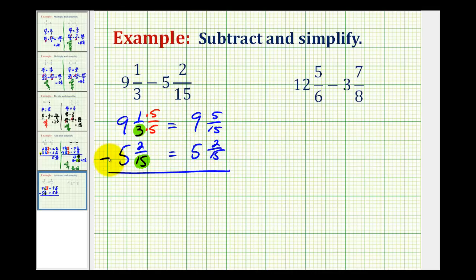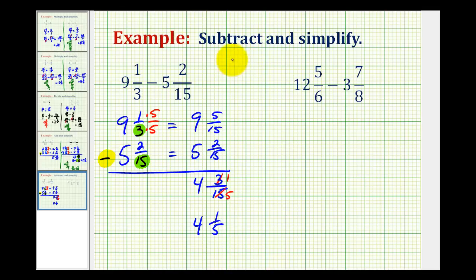Now we do have to remember this is a subtraction problem, so now we'll subtract the fractions and then subtract the whole numbers. So the denominator stays the same. The numerator will be 5 minus 2, that's 3, and then we have 9 minus 5, which is equal to 4. So 4 and 3/15 is our difference, but this fraction can simplify. There's 1 3 in 3, and there's 5 3s in 15, so this simplifies to 4 1/5.